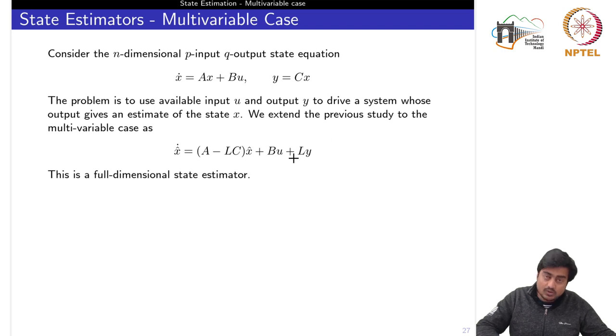This observer, we also call it the Luenberger observer, which is x hat dot is equal to (A minus LC) x hat plus Bu plus Ly. So this is basically the full dimension observer.